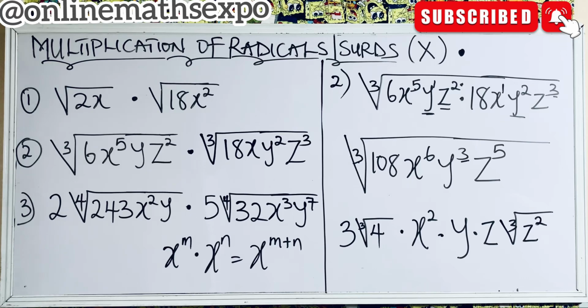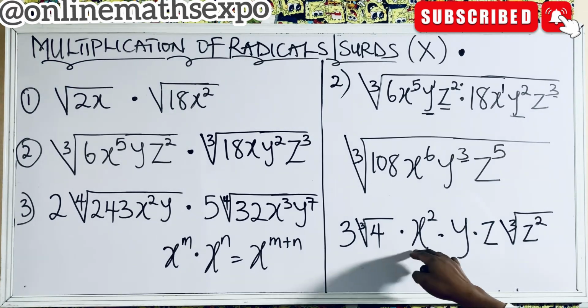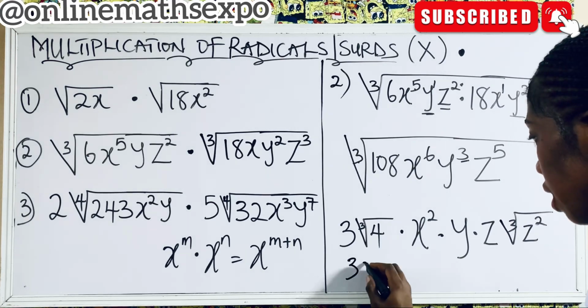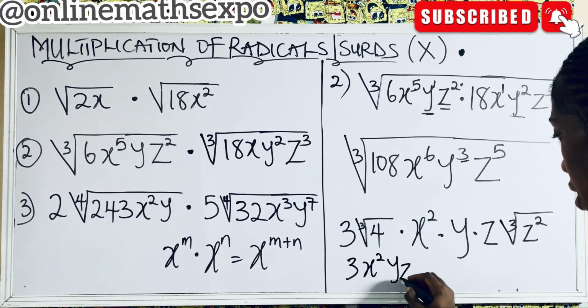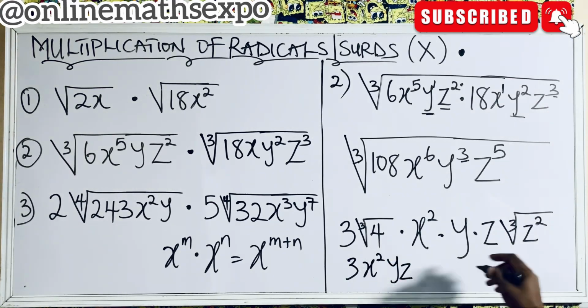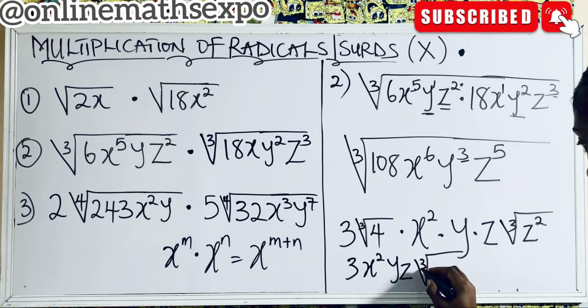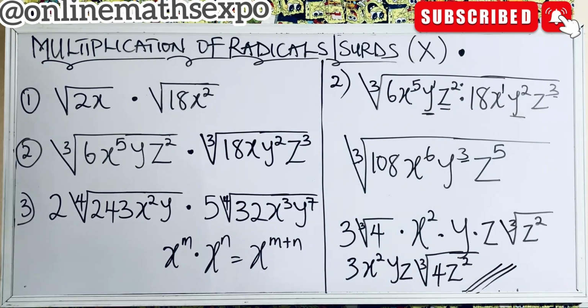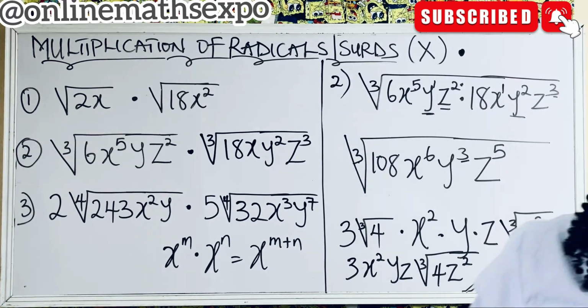Did you see that? So let's gather them together. Those ones that are outside, we multiply and this will give us 3x squared yz. Then this will be returned in the root to have cube root of 4z squared. And this becomes your answer to this particular question too. And I hope that was well understood.